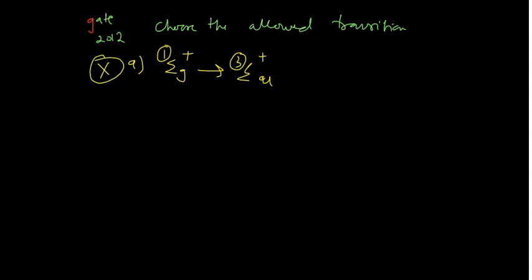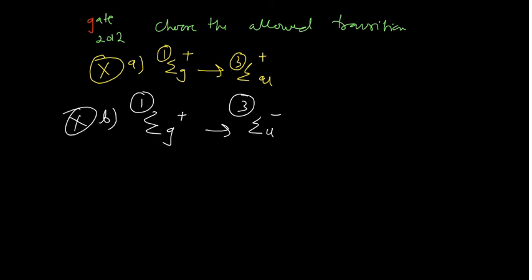Okay, then go for B. What is given here? Sigma g positive and 1, and next is sigma u negative and 3. So you see here, this is 1, this is 3, this is spin forbidden, right? You can clearly see here. So this is again cross, you can cross it.